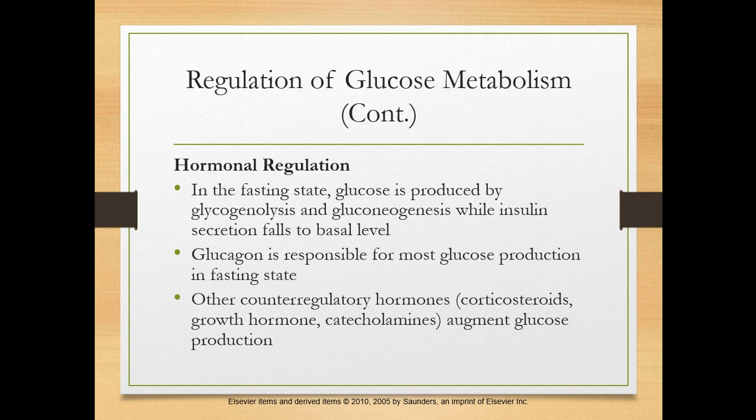Glucagon is responsible for most glucose production in fasting. Okay, so that part we should know. And then other counter-regulatory hormones such as corticosteroids, growth hormone, catecholamines, they do augment also the glucose production. So we do have a combination of things that work together.